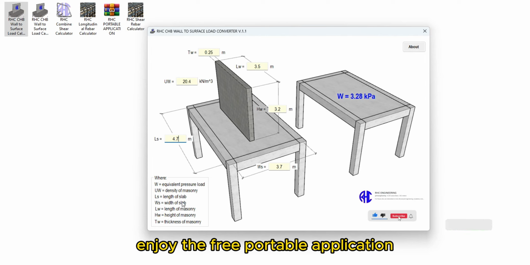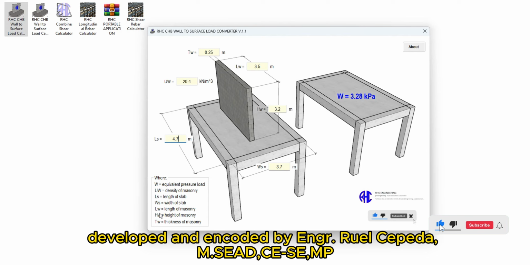Enjoy the free portable application, developed and encoded by Engineer Rules APEDA.